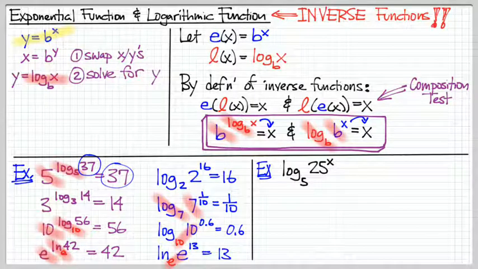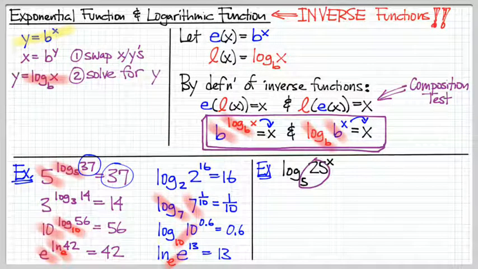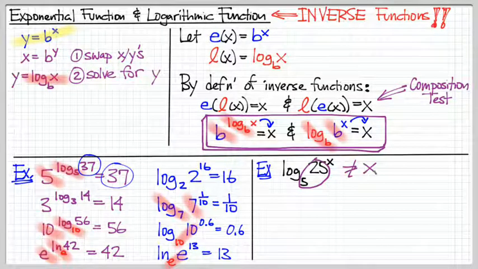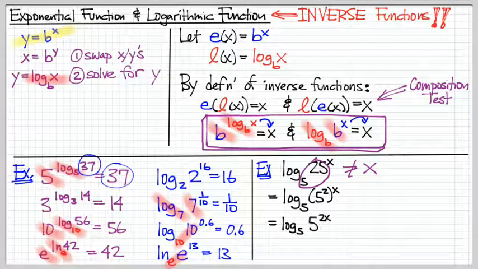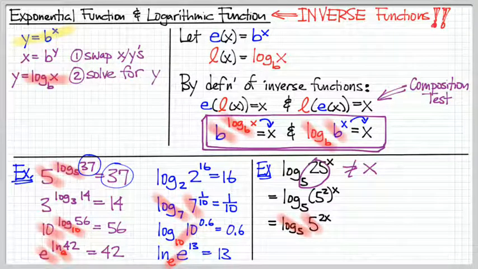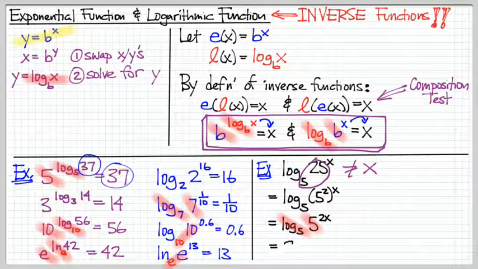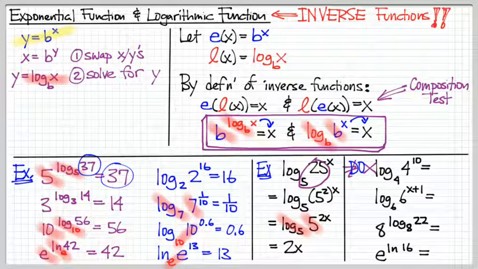So here's another example. In this case, the bases are not the same, so this is not equal to x. But we can convert it to the same base because 25 is 5 squared. We can write this as 5 to the 2x power. Now we do have inverse functions right here, so this is going to be equal to 2x itself. So try out these next problems. I'm going to continue though.